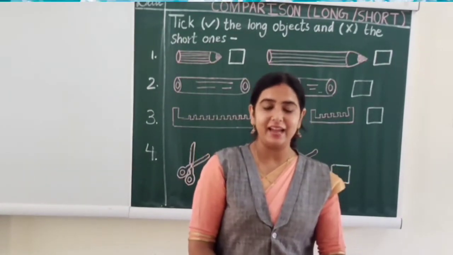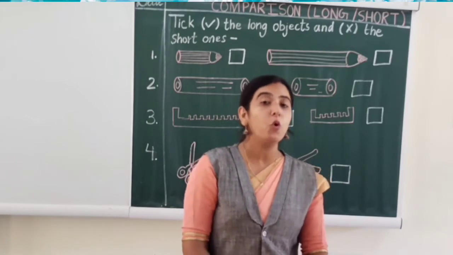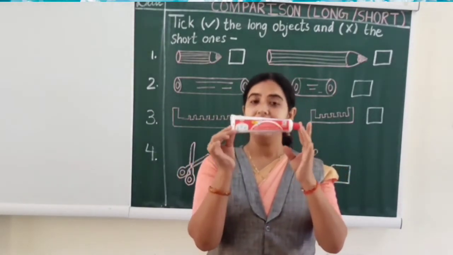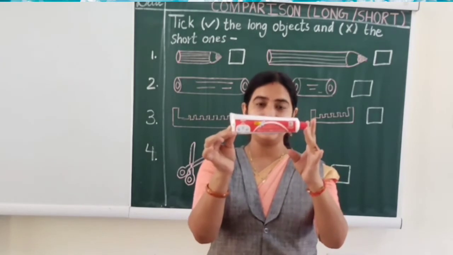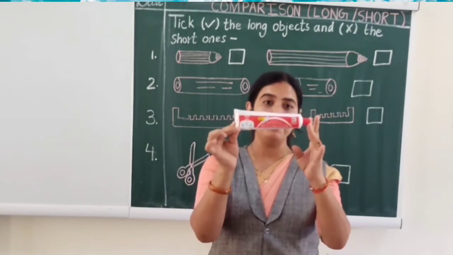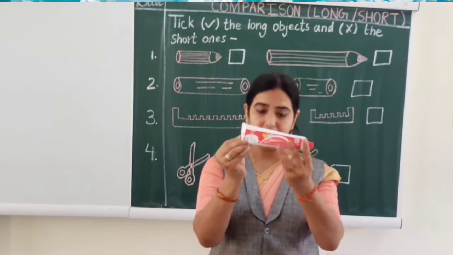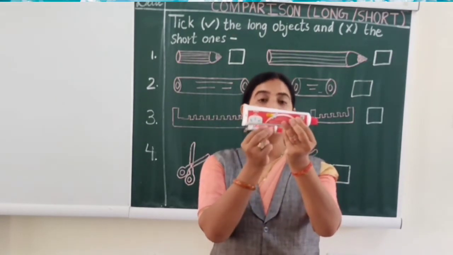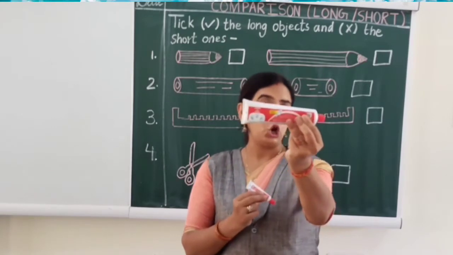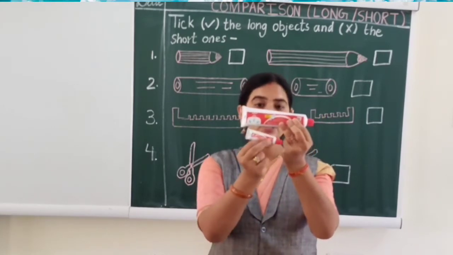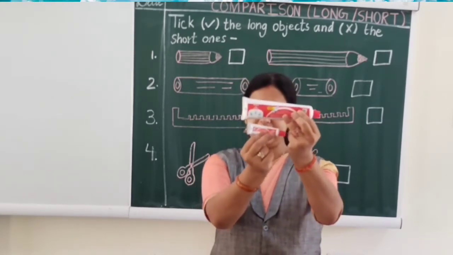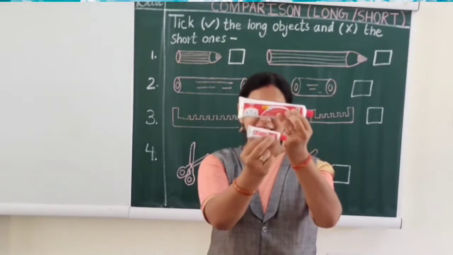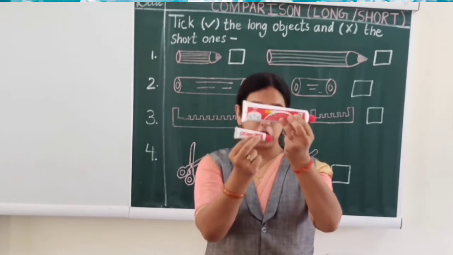Let us understand this concept with some more examples. Okay? Now see, this is a tube. This is a toothpaste tube. This is a long tube and this is a short tube. Long tube and a short tube. See, can you see the difference? This is long and this tube is short.